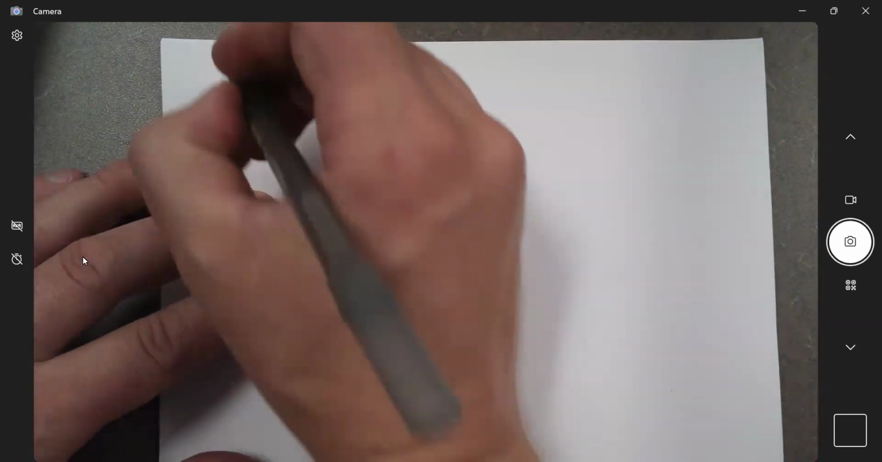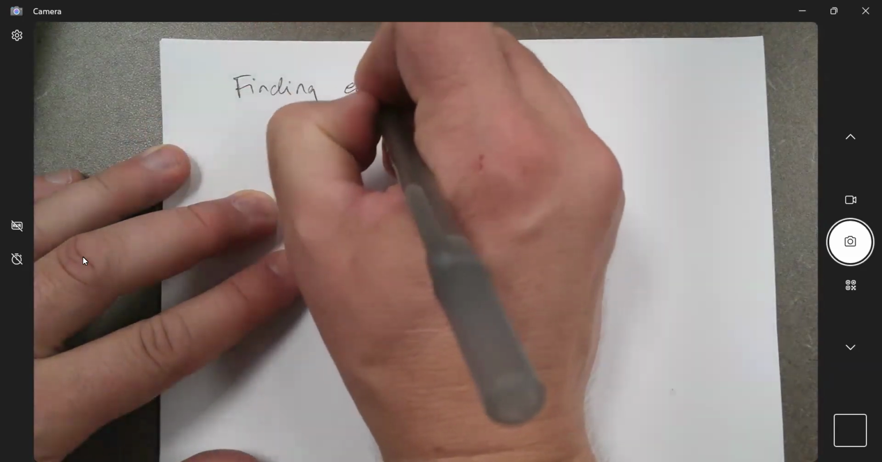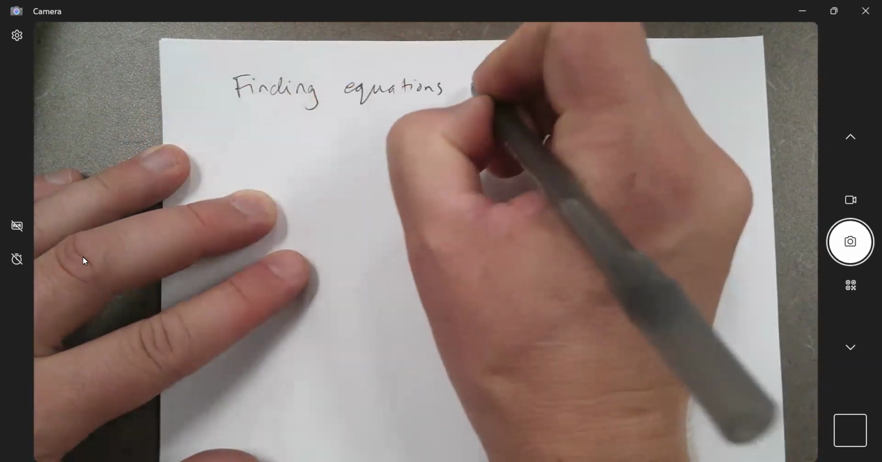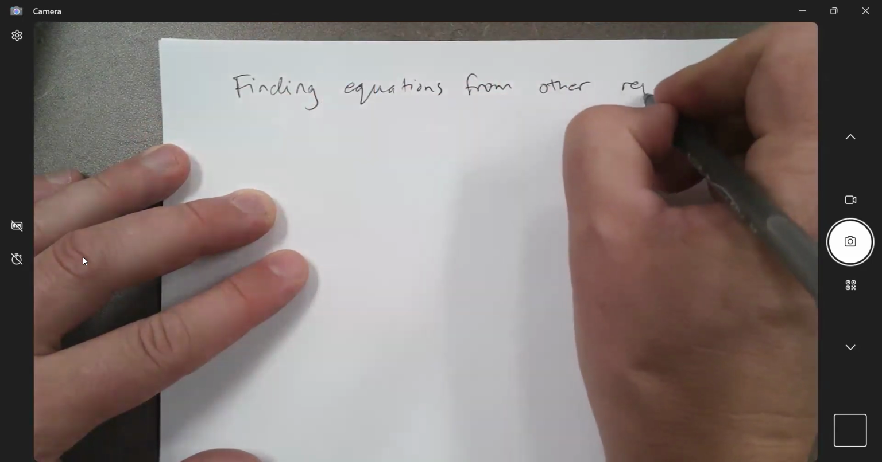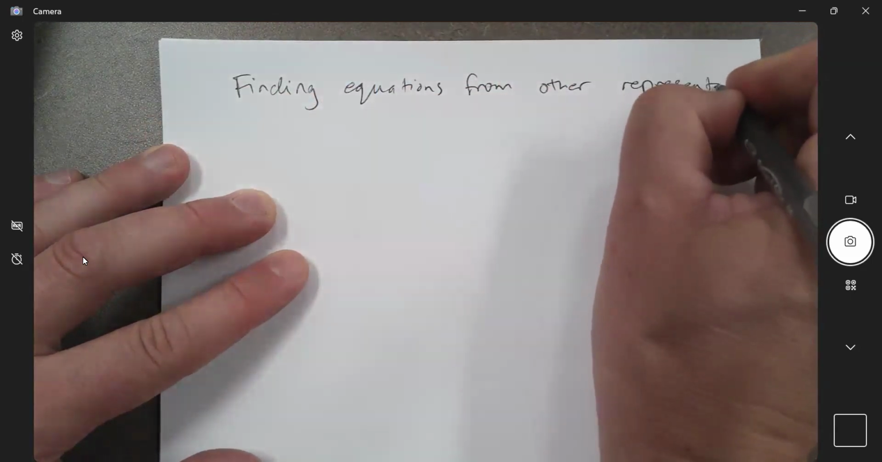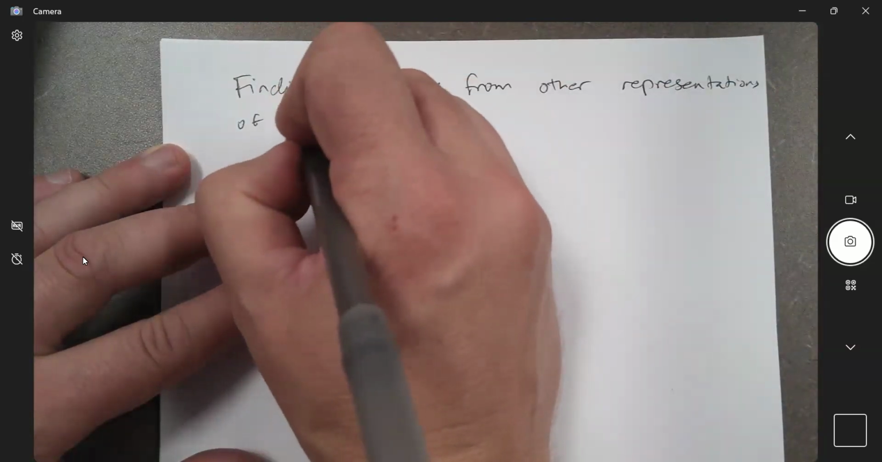Finding equations from other representations of linear functions.